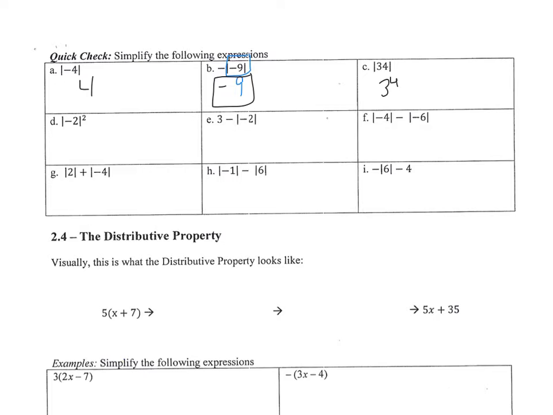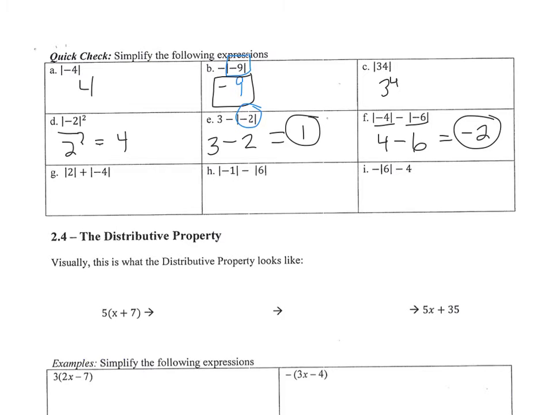D is going to be what's the absolute value of -2, which is 2, and then square it. So that's 4. E is what's 3 take away the absolute value of -2. Well, the absolute value of -2 is 2. So 3 take away 2 is 1. F is the absolute value of -4, which is 4, minus the absolute value of -6, which is 6. So 4 minus 6 is -2.